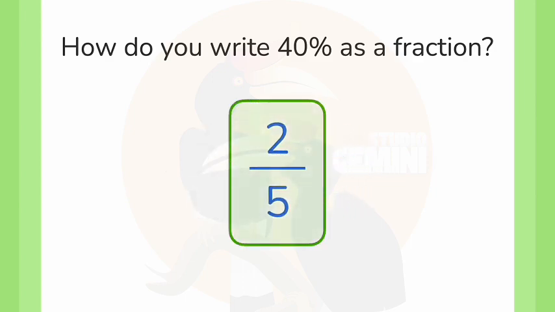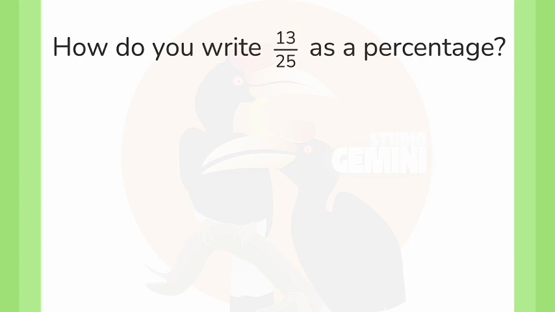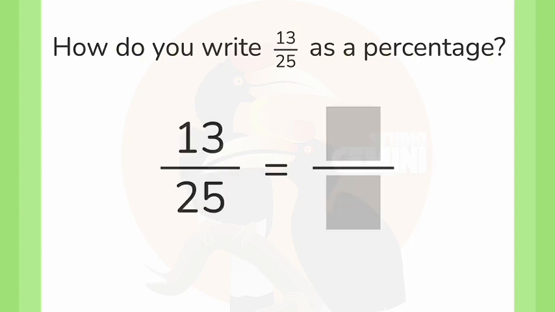Let's try another one. How do you write 13/25 as a percentage? This time we are converting a fraction to a percent. Remember that percents represent a part out of 100. So let's use equivalent fractions to write 13/25 with a denominator of 100. 25 times what number is 100? 25 times 4 is 100.